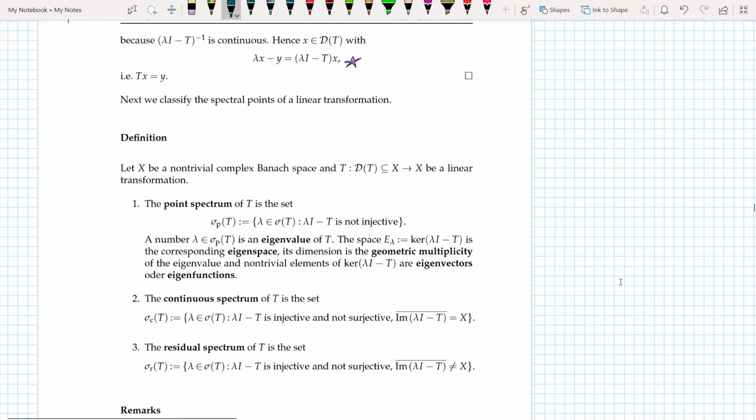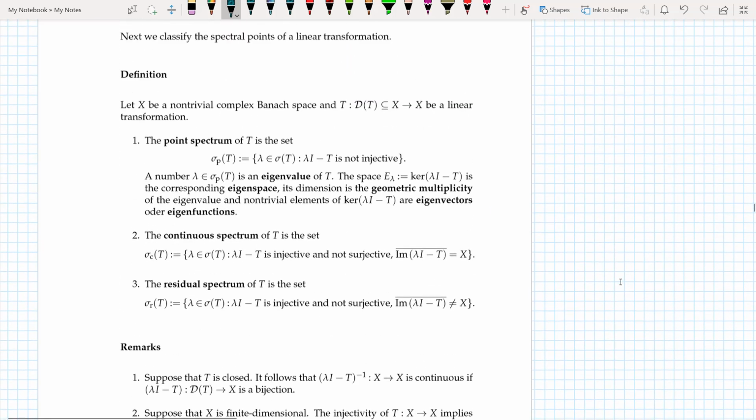Now let's look at some definitions. These are the definitions of the spectrum, and I start with saying that let X be a non-trivial complex Banach space and T be defined from D(T) to X. It's a linear transformation. Now the point spectrum of T, again it's absolutely important for you to open up your eyes and ears at this time, because we're going to use this definition again and again and again. So make sure that this is ingrained in your soul. Let's start with defining the point spectrum. We say that the point spectrum of T is the set of all those lambdas belonging to the spectrum such that λI − T is not injective.